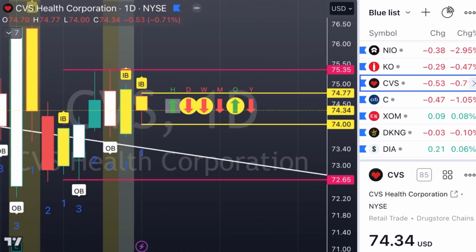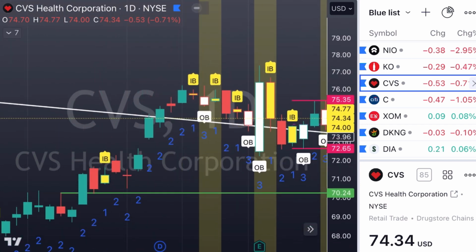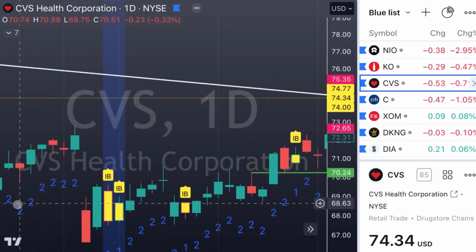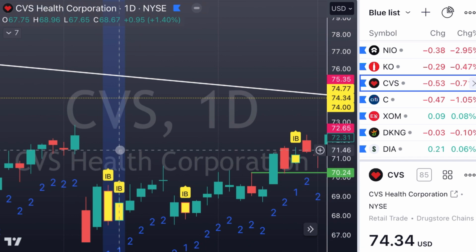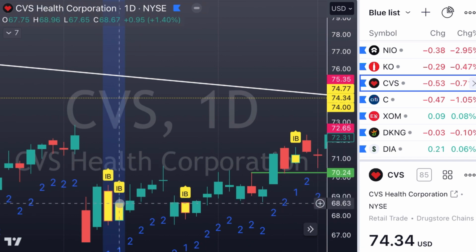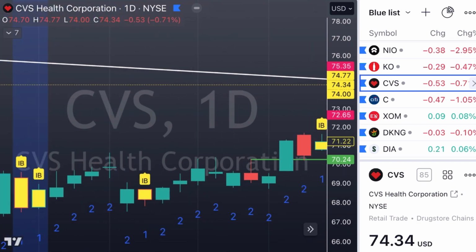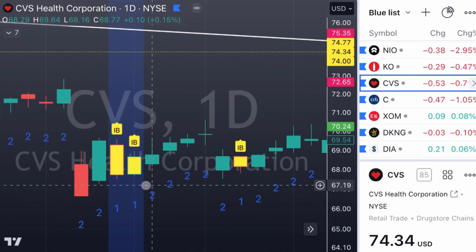So I want to go back and show you guys the last time we had a double inside bar. You notice the inside bars, or the 1 bars, are painted yellow. The outside bars, or the 3 bars, are painted white. That's also part of my indicator. Now let's go back and find the last time we had a double blue. That's right here. That double blue is also part of my indicator. Shows you where the double inside bars are, where you can find them easily, okay? They're lined up for you.